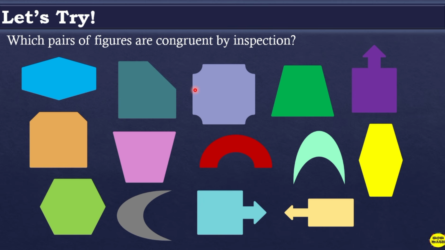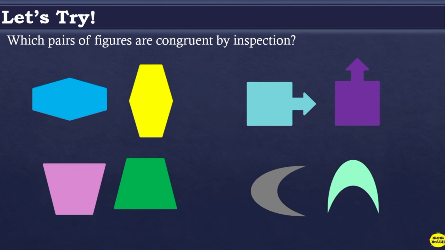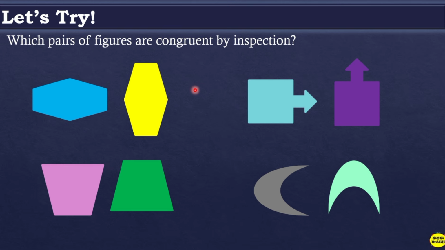So, we have this. Okay, so these 4 sets of figures are congruent. So, iba-iba lang siya ng position, pero they are congruent. So, kagaya nga ng ginawa natin kanina, you may flip, you may rotate, you may slide, hanggang sa mag-overlap sila.